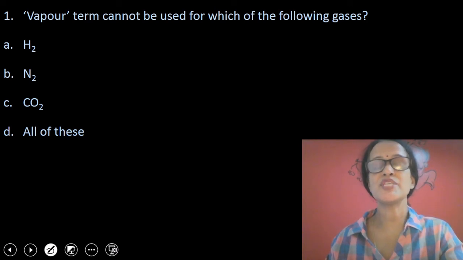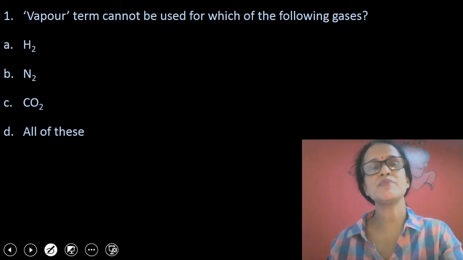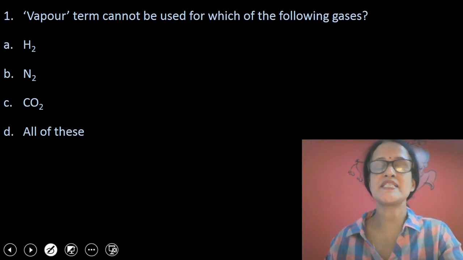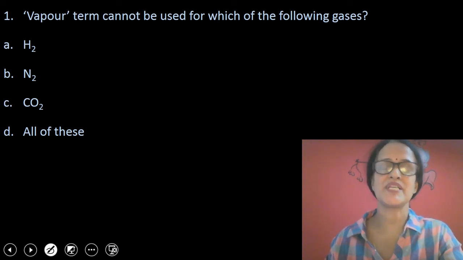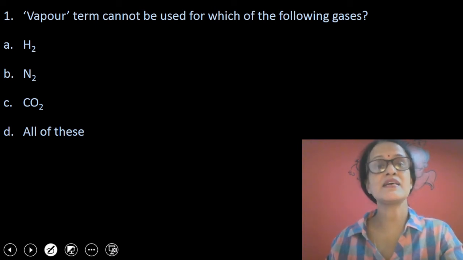Children, I would like to mention one point here. Vapor term is used for those substances which exist in liquid state at room temperature. And gases are those substances which exist in gaseous state at room temperature. So there is a difference between vapor and gases.